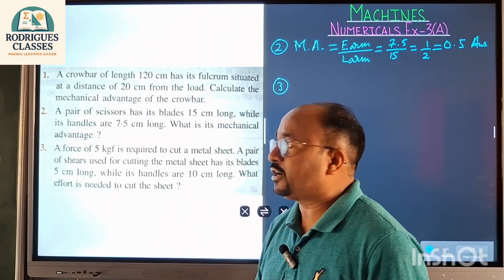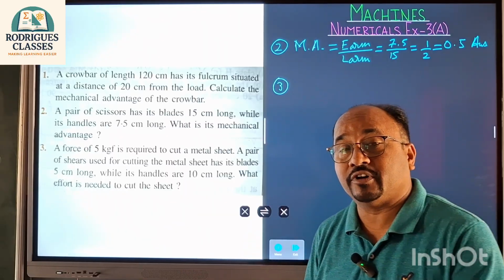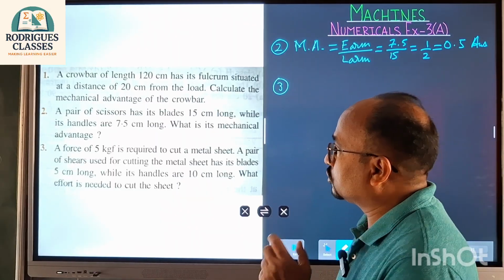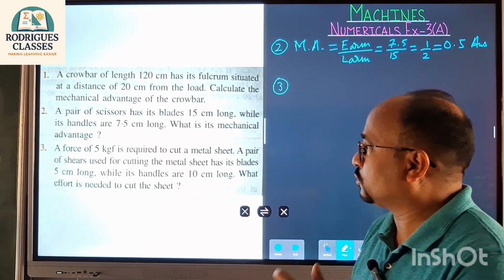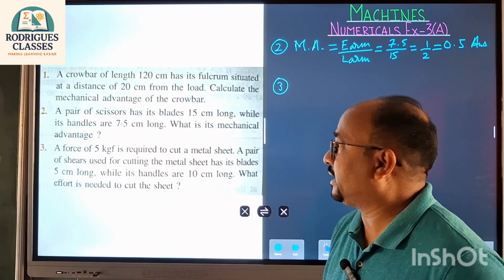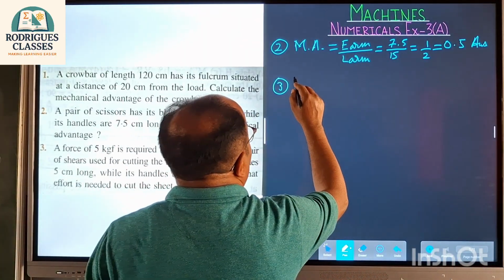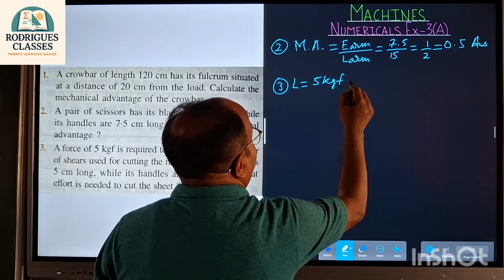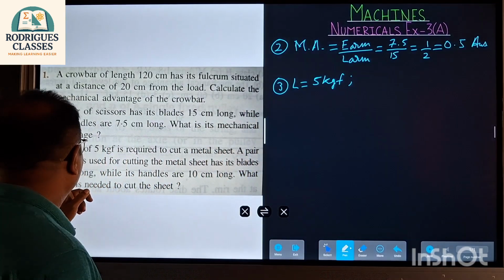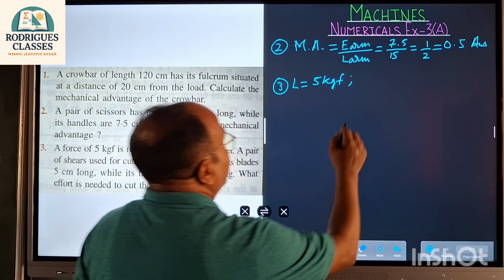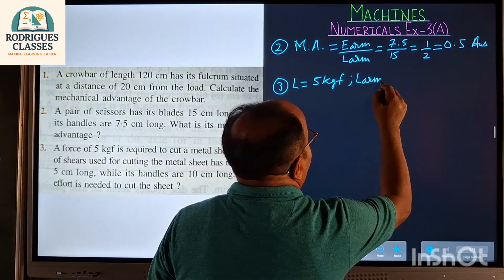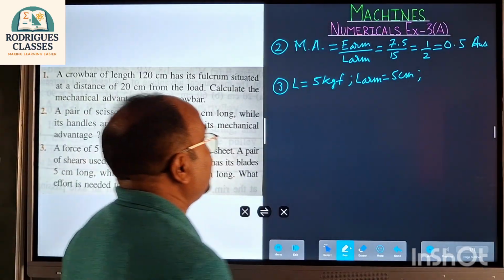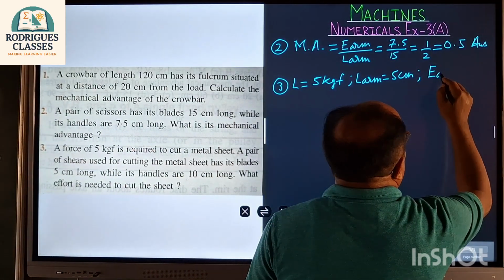What effort is needed to cut the metal sheet? So what effort we have to find? So this is what is given to us as load. So if we mention the values here, which one has what value, let us write it. So first of all, I will write here load as 5 kgf. Then this part, 5 centimeter, is my load arm. And 10 centimeter becomes the effort arm.